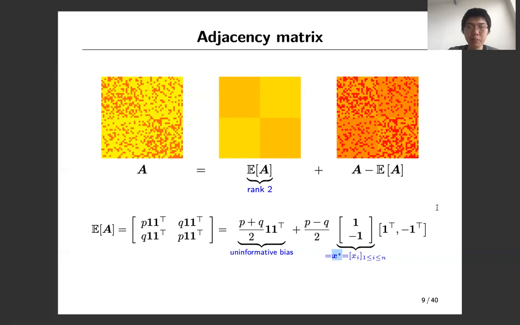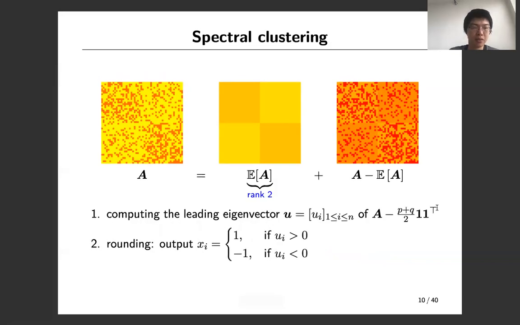Based on this calculation, it is intuitive to come up with the following spectral clustering method, where we first compute the leading eigenvector u of the shifted adjacency matrix. So we just shift the adjacency matrix by an amount of p plus q over 2. And in the second step, given such an eigenvector, we output xi to be 1 if ui is positive, and we output xi to be -1 if ui is negative. This procedure is also called rounding, so we classify the nodes based on the sign of the eigenvector.